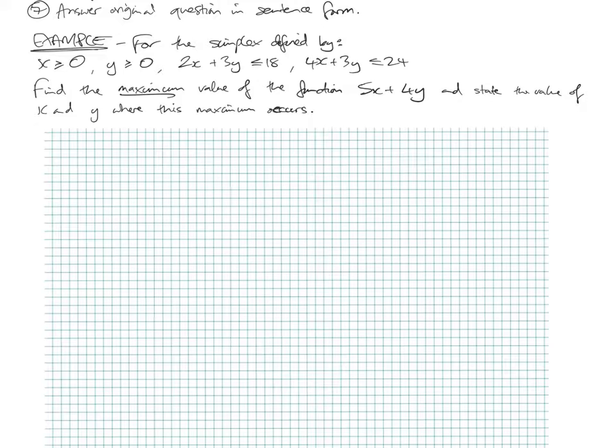Another constraint is 2x plus 3y is less than or equal to 18, and 4x plus 3y is less than or equal to 24. Find the maximum value of the function 5x plus 4y, so we're given the objective function this time, 5x plus 4y, and state the value of x and y where this maximum occurs. So we need to find where the maximum value of this function occurs within this simplex and state the location of that, and state the maximum itself.